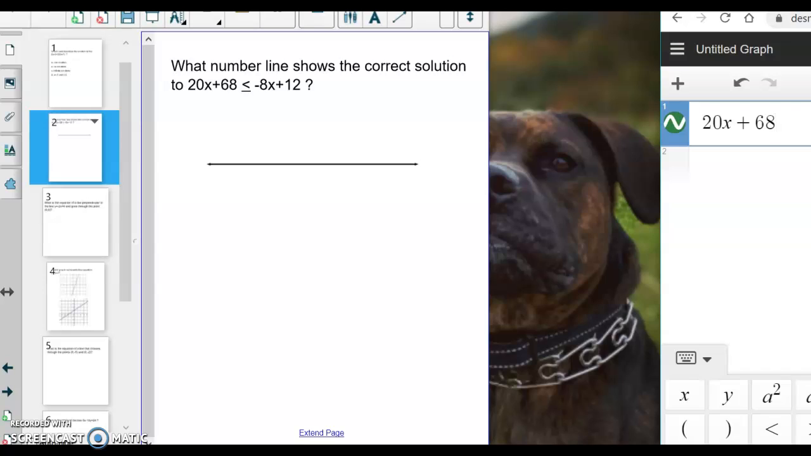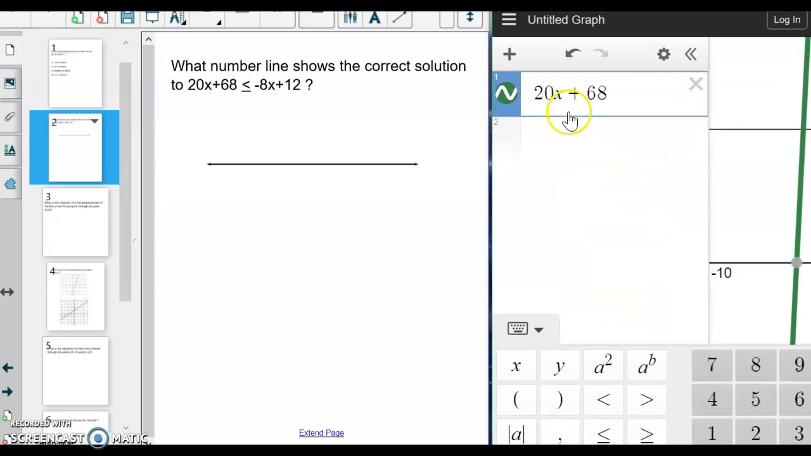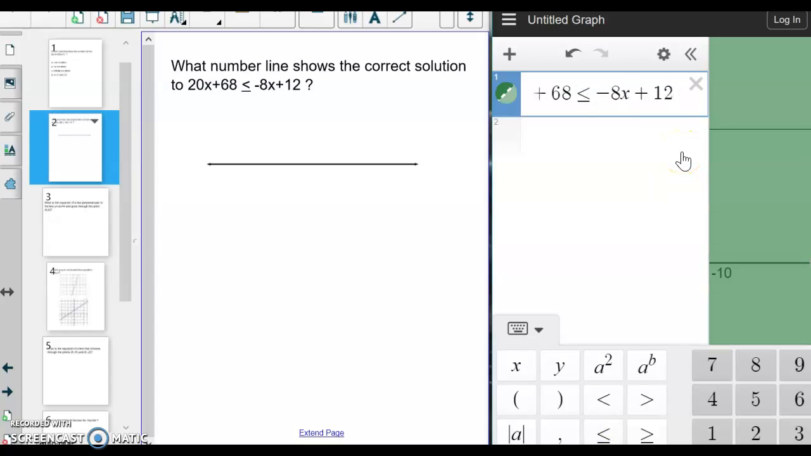All right, having a little bit of an issue here. All right, let's keep going. All right, so I'm going to click on it. Then I've got my negative 8x plus 12.